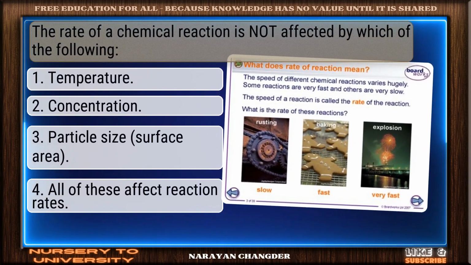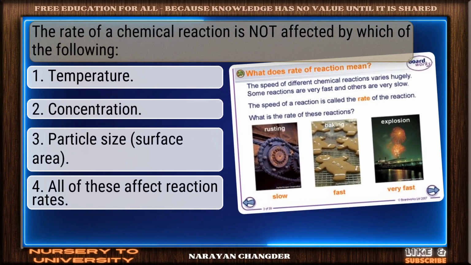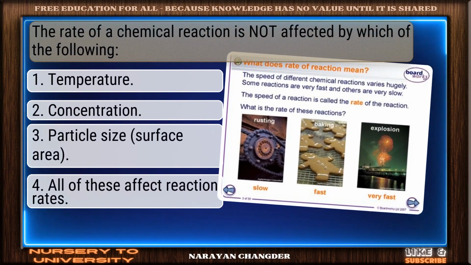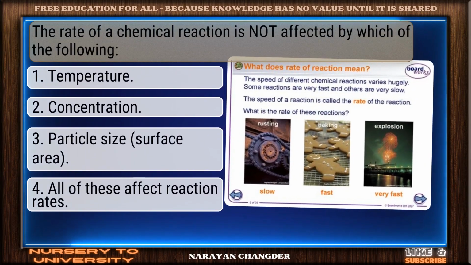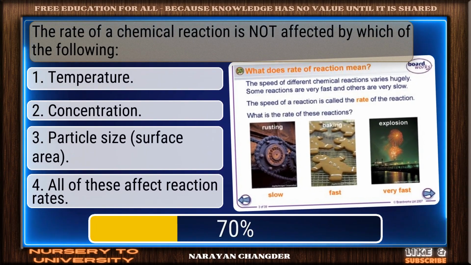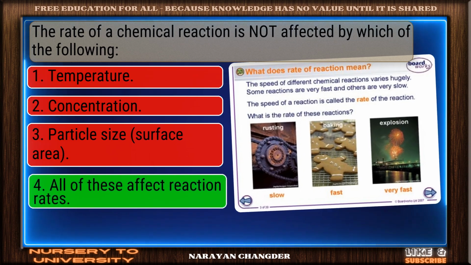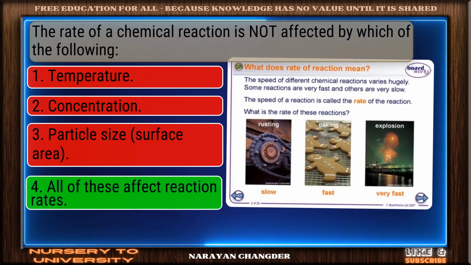The rate of a chemical reaction is not affected by which of the following? Option 1, temperature. Option 2, concentration. Option 3, particle size. Option 4, all of these affect reaction rates. You're on fire, all of these affect reaction rates.